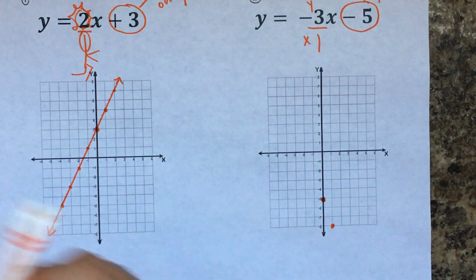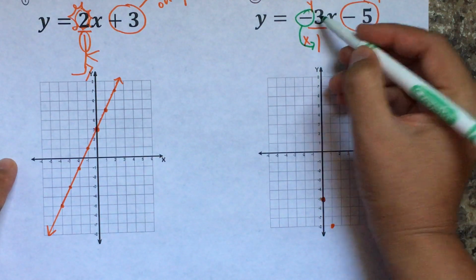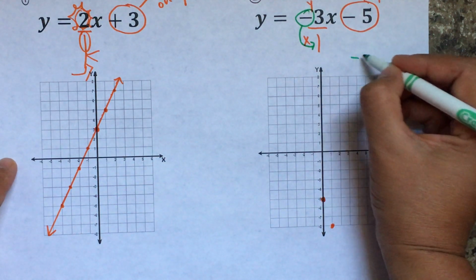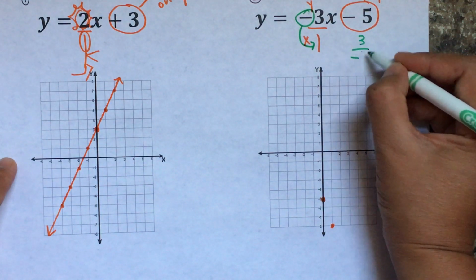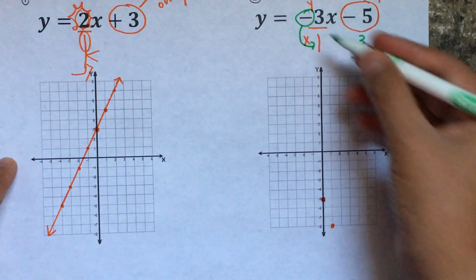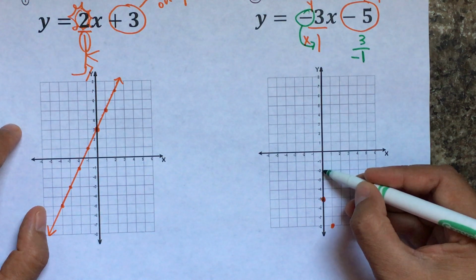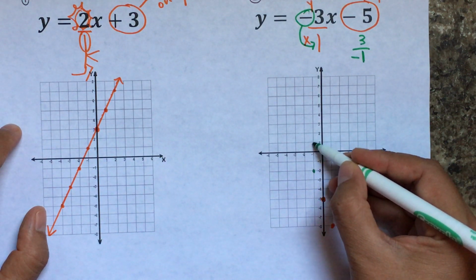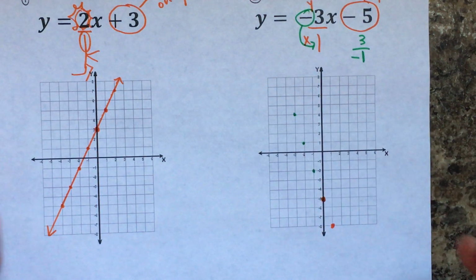This negative can go to the 1. Okay, so the 3 is positive and the 1 is negative. So writing negative 3 over 1 is the same as positive 3 over negative 1. Same thing. And so we're going to go up 3, 1 to the left, up 3, 1 to the left, up 3, 1 to the left, and we're ready to trace our line.